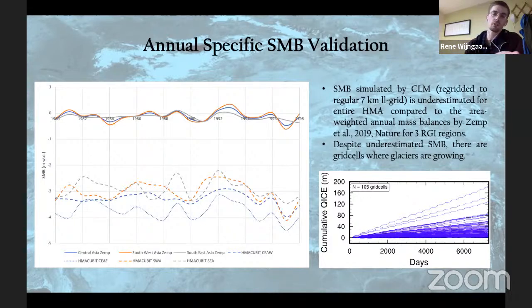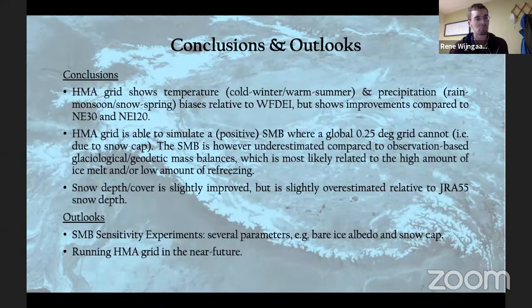Yes, there are some grid cells where glaciers are growing. That's a good thing, but it means that there are still things we have to find out about why that is. Now, that could probably be related to the bare ice albedo. In some figures, I found out it is rather low, actually too low, in my opinion. And the other probable factor could be related to the snow cap that is used, which is also probably too low in our region. Now, that is eventually what we want to find out with some sensitivity experiments later on.